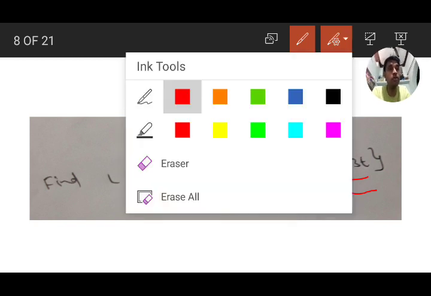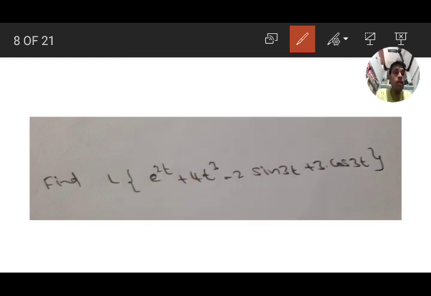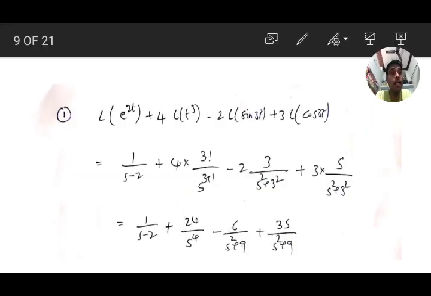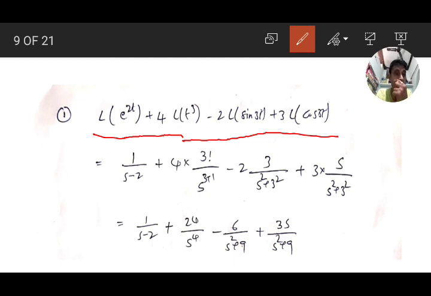Okay, let us do the solution. By using the linearity property we get L of e to the power of 2t, plus 4 as the coefficient outside, Laplace transform of t cube, minus 2 into L of sine 3t, plus 3 into L of cos 3t.